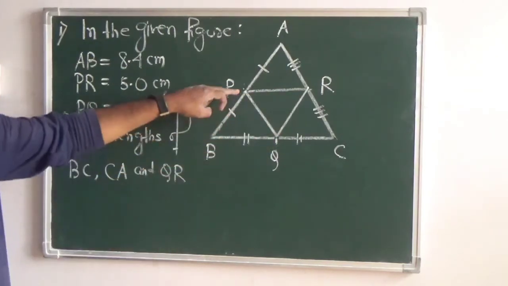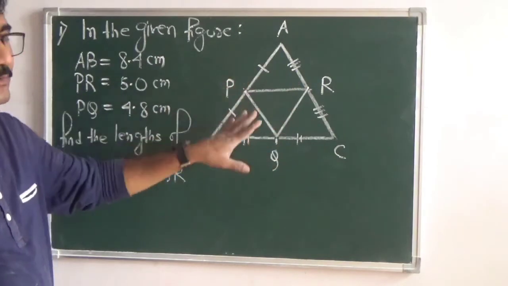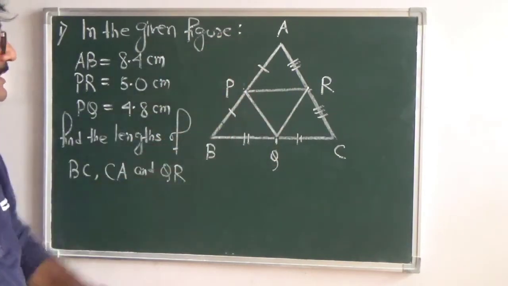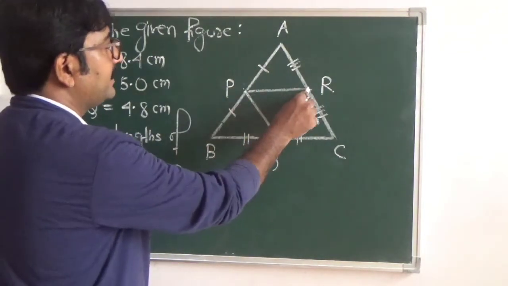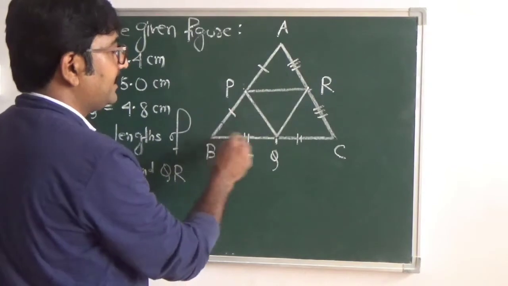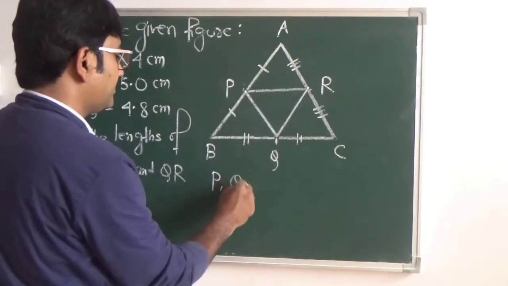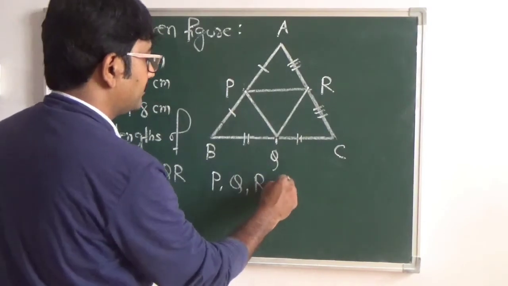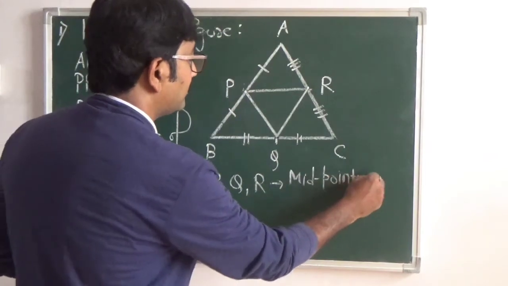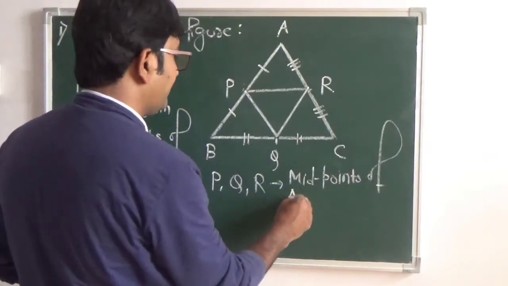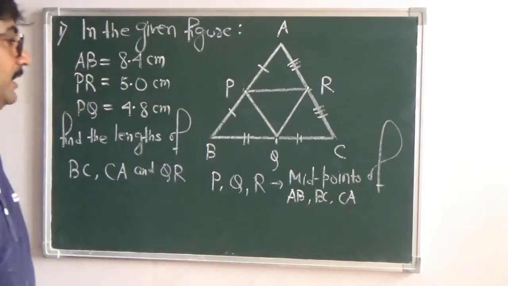So P, Q, R all three are the midpoints of their respective sides AB, BC and CA. So P is the midpoint, R is the midpoint. Then PR will be parallel to BC and PR is equal to half of BC.